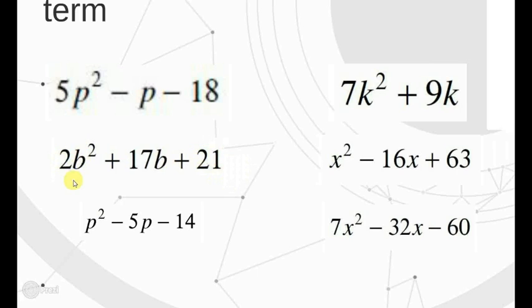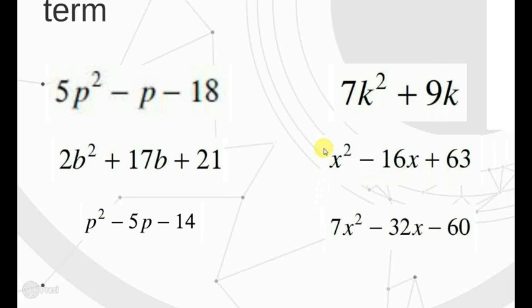What about the third one down? No, it does not work because, although it does have a squared term, a regular term, and then a number without a variable, it does not have a number preceding the squared term. 7k squared plus 9k, that one does not work because there aren't 3 terms. X squared minus 16x plus 63 does not work because there's no number preceding the squared term.